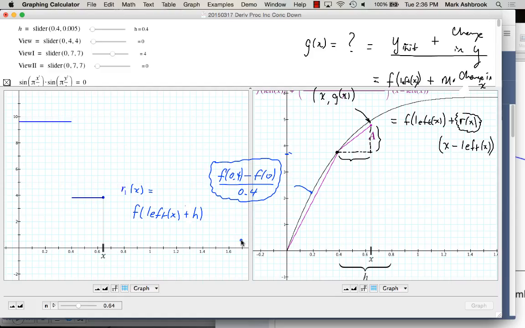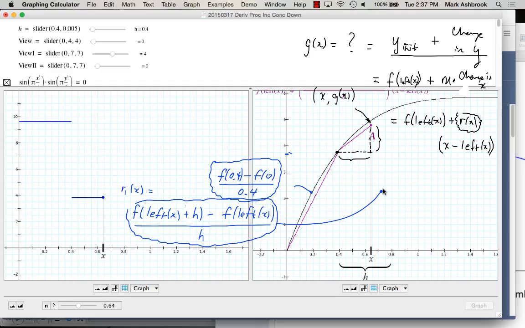Minus f of left x, that's what we had, all over h, the change in x. Okay, so this is our constant approximate rate function. And this is the R function that we said we'd table for later in the accumulation function. That goes right there.